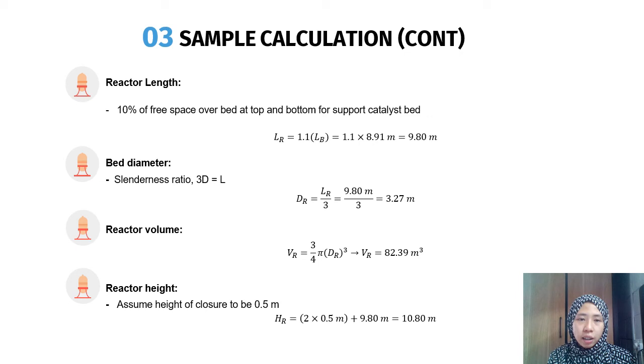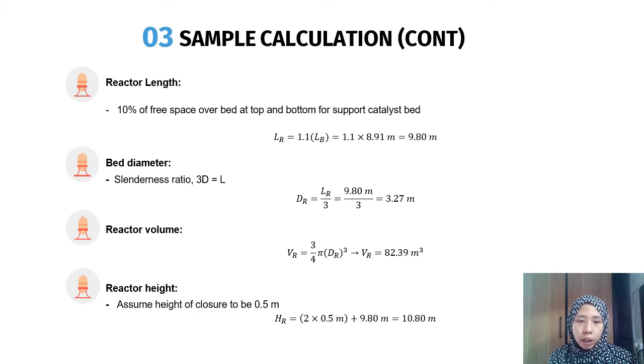For reactor length, we are going to assume that there is 10% of free space over the bed at the top and bottom to support the catalyst bed. By multiplying with the bed length, we obtain 9.8 meters. The bed diameter, using the slenderness ratio of 3 diameter equal to length, we get around 3.27 meters. While for the reactor volume, we get around 82.39 meter cube.